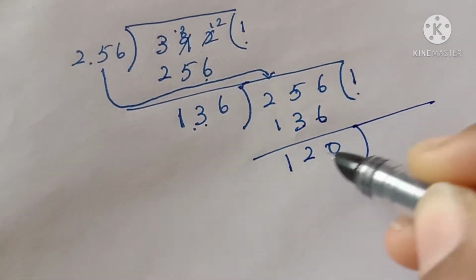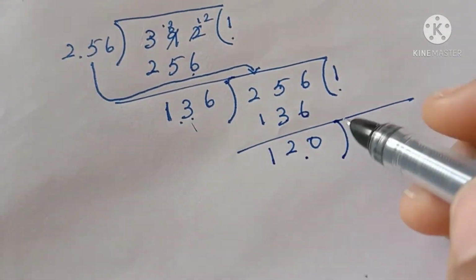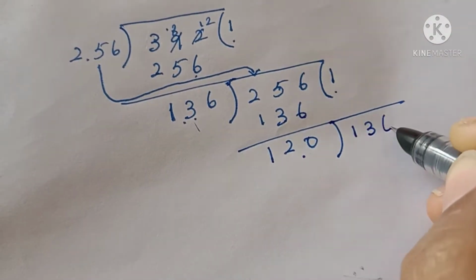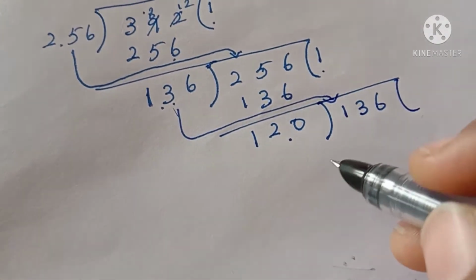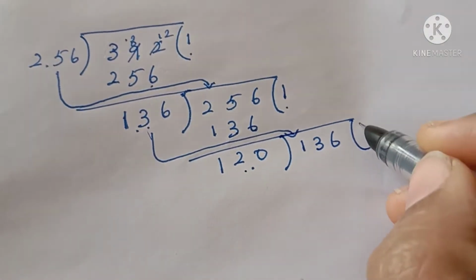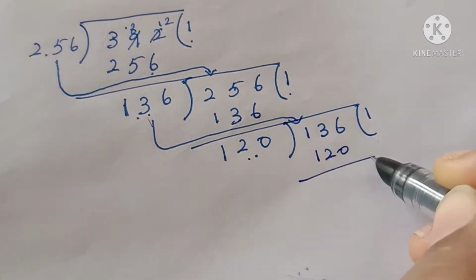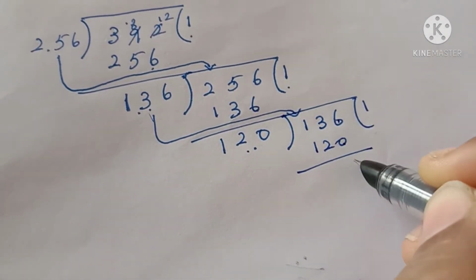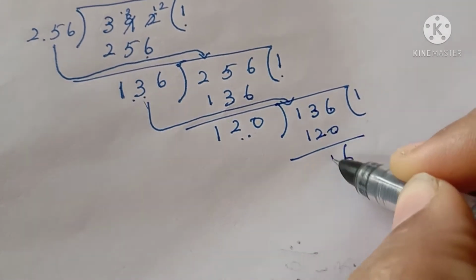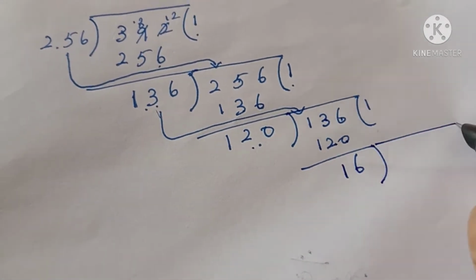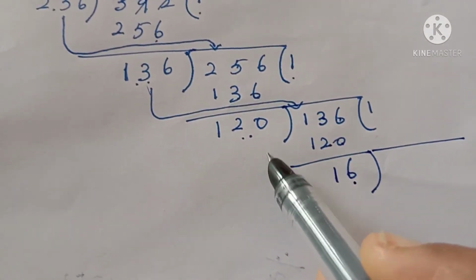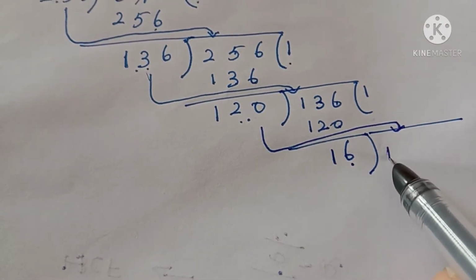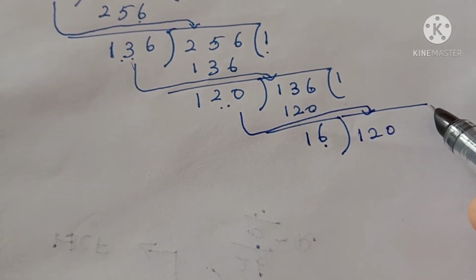Now keep this 120 as a new divisor and the dividend is 136. So again 120 ones are 120. 6 minus 0 is 6. 3 minus 2 is 1. So the next new divisor is 16 and the dividend is 120.